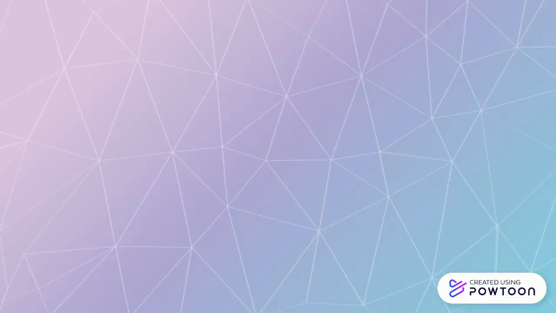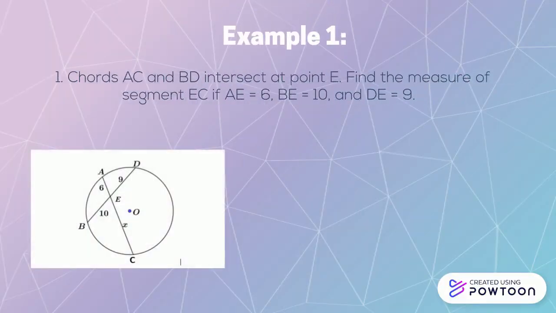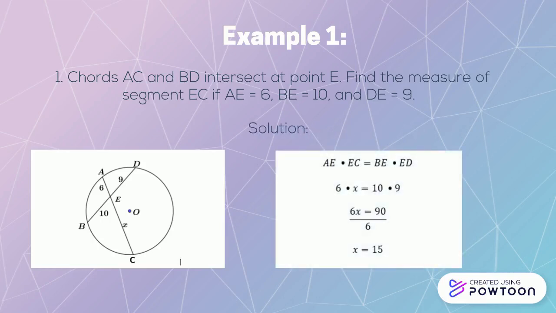Let's try to answer this example. Chords AC and BD intersect at point E. Find the measure of segment EC if AE equals 6, BE equals 10, and DE equals 9. While using the theorem, we can say that AE times EC equals BE times ED. This gives us 6x is equal to 10 times 9. When we solve for x, this gives us the answer of 15. Therefore, the measure of segment EC is equal to 15.